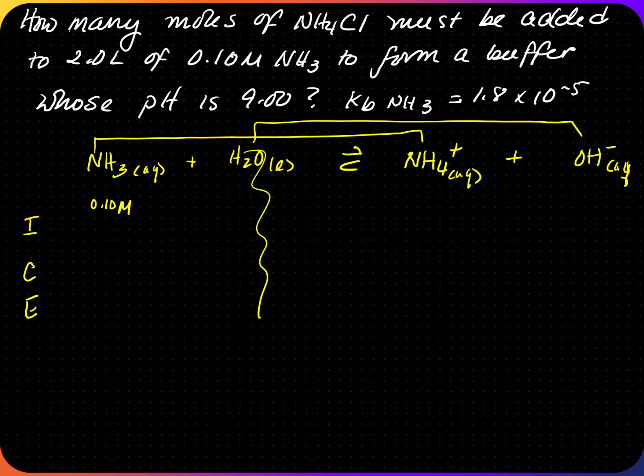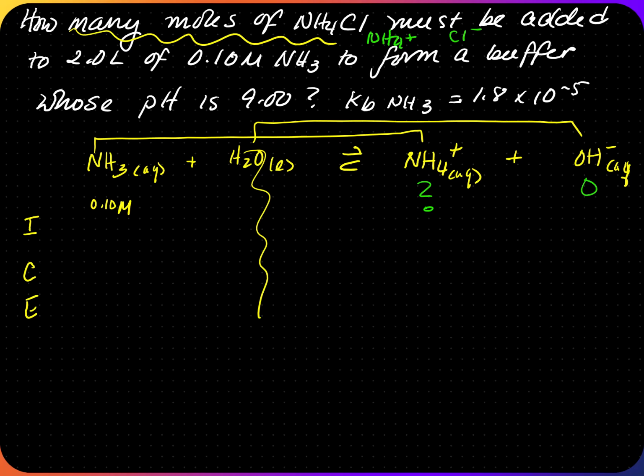We want to know how many moles of ammonium chloride are added. So this is a common ion effect. When I add the ammonium chloride, it's going to break down into NH4 plus and Cl minus. So my initial concentration of ammonium chloride is what we need to solve for in order to find the moles of NH4Cl. And the initial concentration of OH minus is 0.